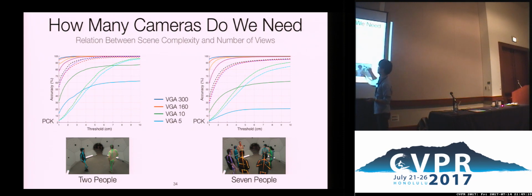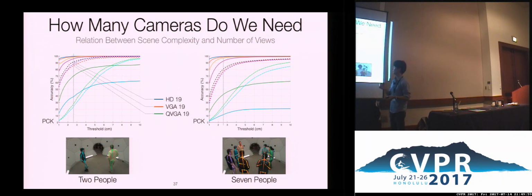We vary the number of cameras, and you can see that with more cameras the result is obviously better, but there is some saturation. For example, 160 and 300 cameras provide almost similar results. This is the case of 2 people, which is pretty simple. But with 7 people, accuracy obviously goes down, and more cameras become more important. So it is application dependent. If your application is very complicated, you may need more cameras. If your scene is pretty simple, you may have just 10 or 20 cameras.